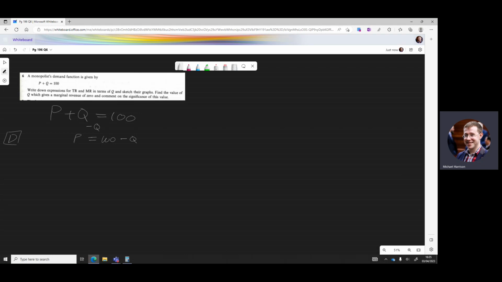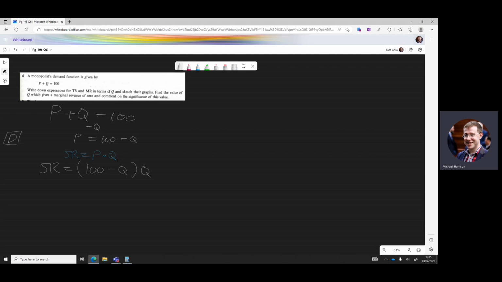With the demand function, I'm now able to play a certain trick because I know that total revenue is equal to price times quantity. I know that price is equal to 100 less Q. So if I multiply that by Q, I get total revenue. The total revenue is equal to 100 less Q multiplied by Q. So what's in the brackets is price. I multiply it again by Q. That will solve to give me total revenue.